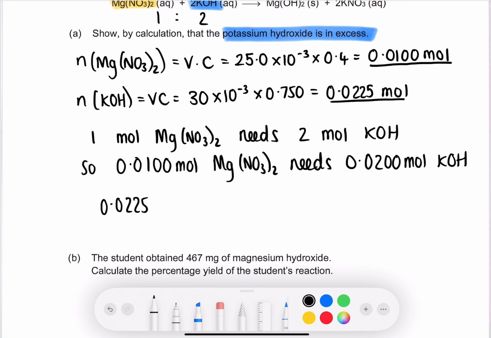0.0225, that's what we've got, is greater than 0.0200 moles. So KOH is more than we need. We would say it's in excess.